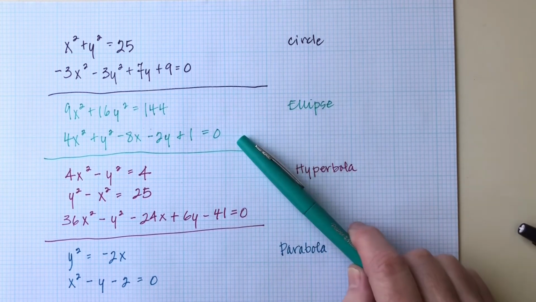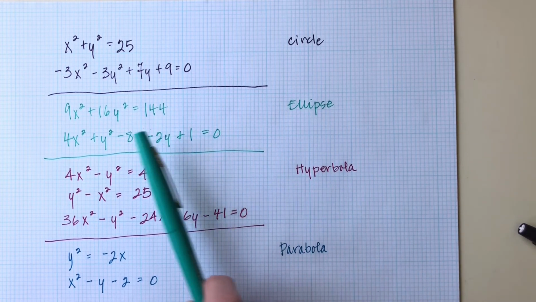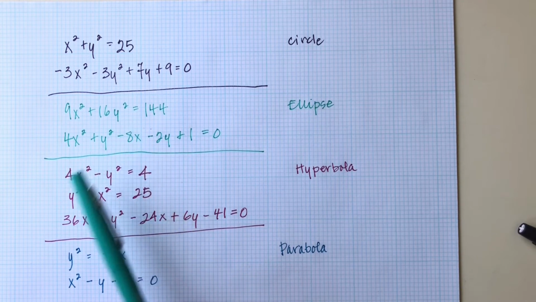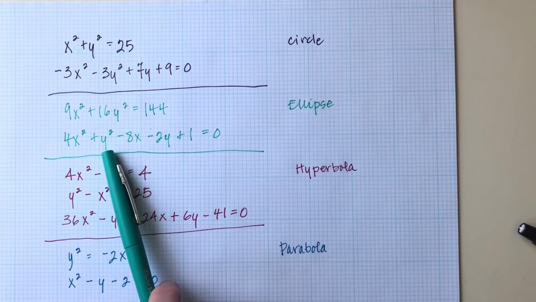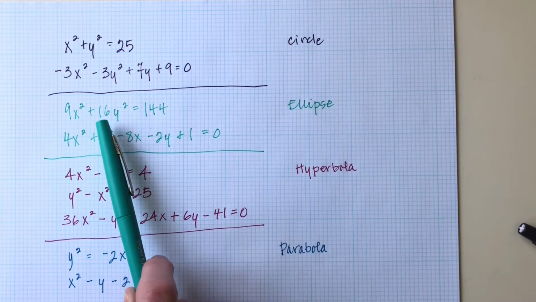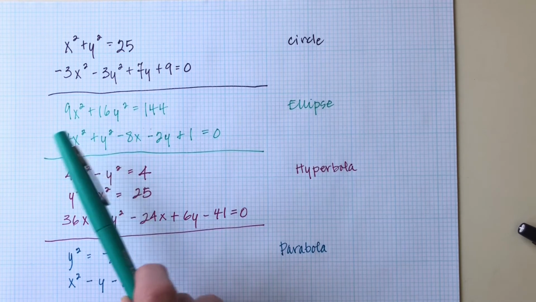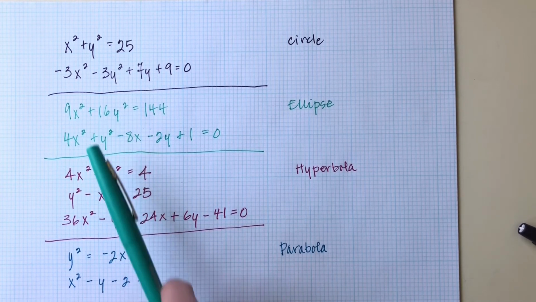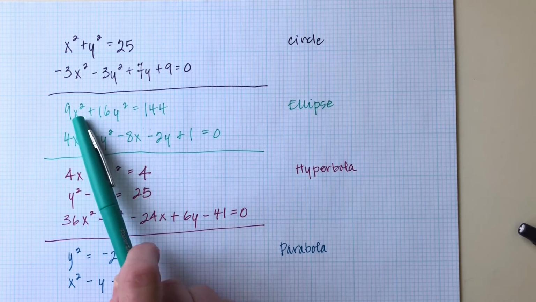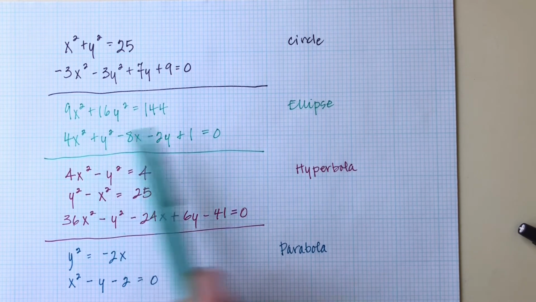The next two equations are both for ellipses. So in these equations, again, we have an x squared term and a y squared term. And here we have an x squared term and a y squared term. The coefficients have the same sign. In this case, they're both positive, and in this case, they're both positive. You could also have a case where they're both negative, but the coefficients are different numbers. And so x squared term and a y squared term, same sign, but different coefficients, you've got an ellipse.